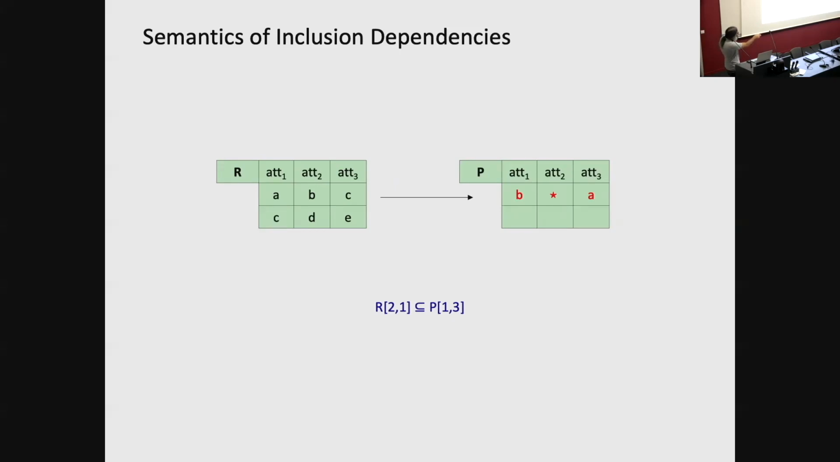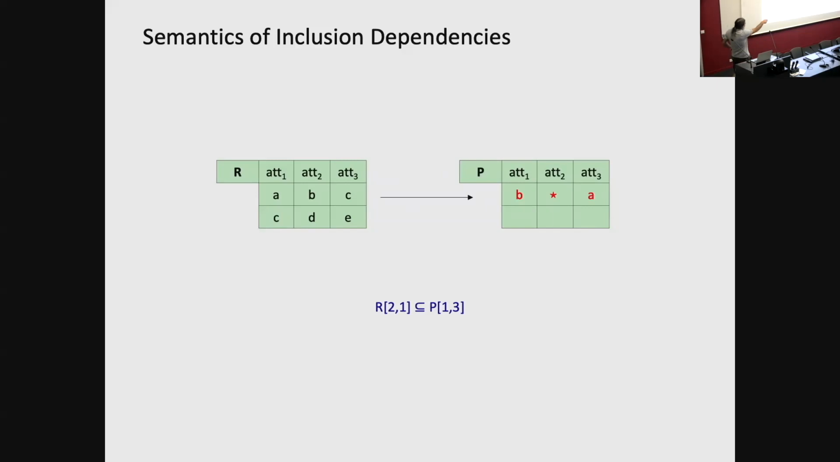So in the third attribute of P, I should have the value that appears in the first attribute of R, and that's why I have A there. But I don't care: the inclusion dependency doesn't tell me anything about the second attribute. There I can have whatever value. There is no constraint about the value of the second attribute of P. Which means, again, for each tuple that I see in the relation R, I should have a tuple in the relation P that satisfies the constraint that we just discussed.